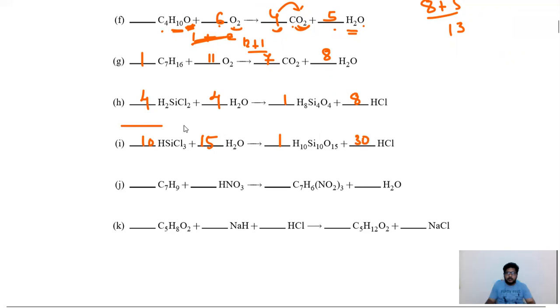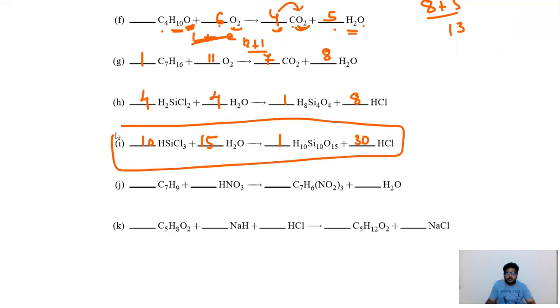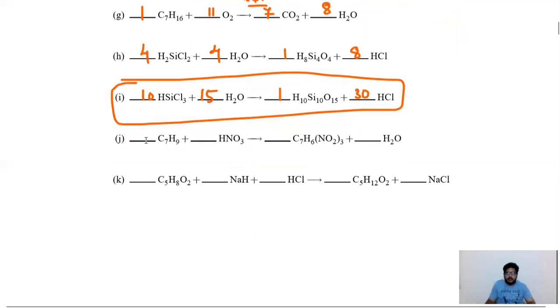Guys, this equation is a time taking equation. It will be going on because you will go with first 3. If you don't have, if you will go with 2, if you don't have 2, you will go with 3 and then 4 and then 5. You will be going on. So it might be difficult. J: 1, 3, 1, 3. Last one: C5H8O2 plus 2 NaH plus 2 HCl gives C5H12O2 plus 2 NaCl.